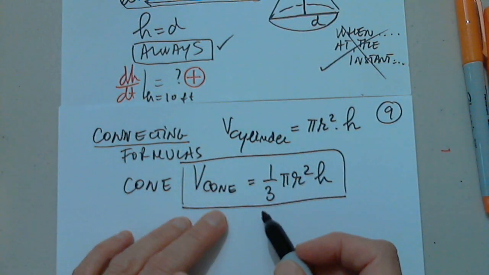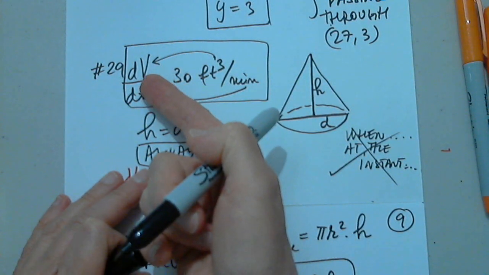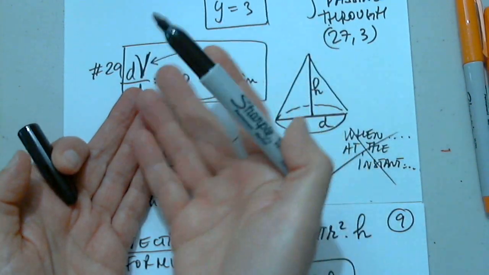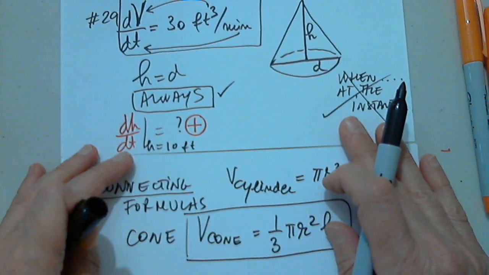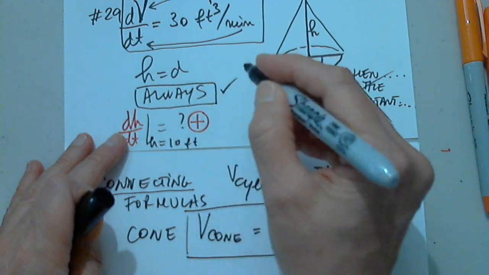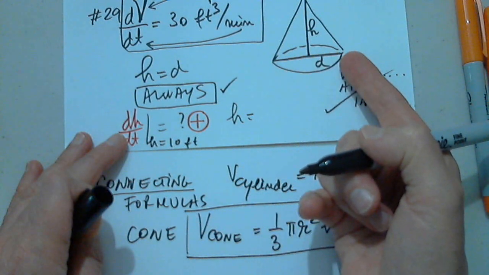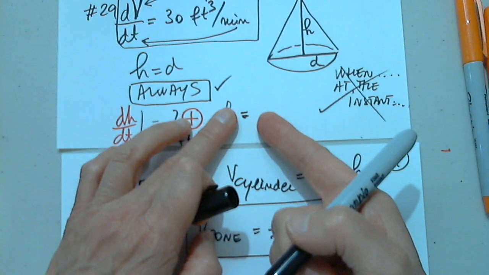Why do I have to start with the volume of the cone? Well, because that's what I'm given. I'm given the rate of change of the volume. So I have to start with the volume. That's the function that I start with. Now I'm asked to find dH/dt, and I'm told that h and d are the same, always. But does anyone remember what the diameter of a circle equals? Because I don't have the diameter in my formula. I have something else in my formula. So then the diameter is always equal to what?